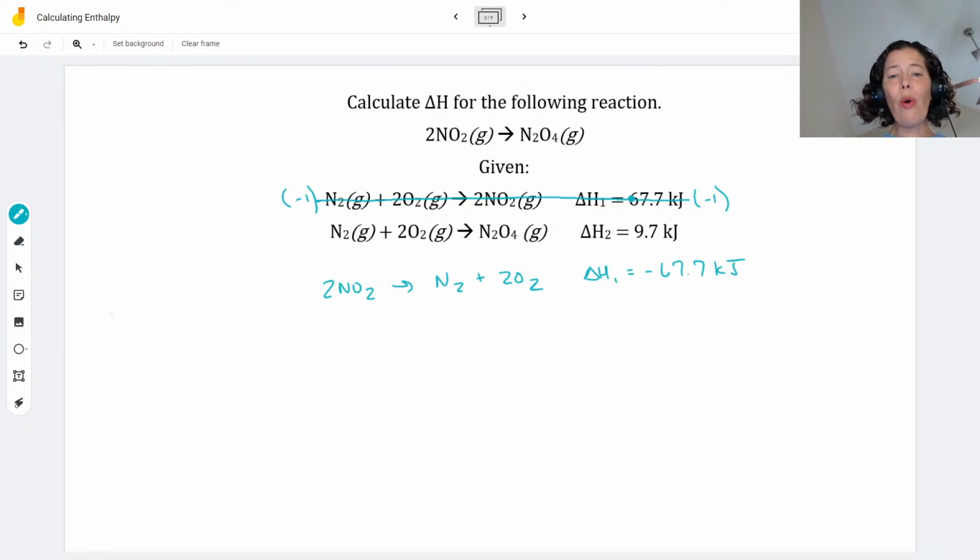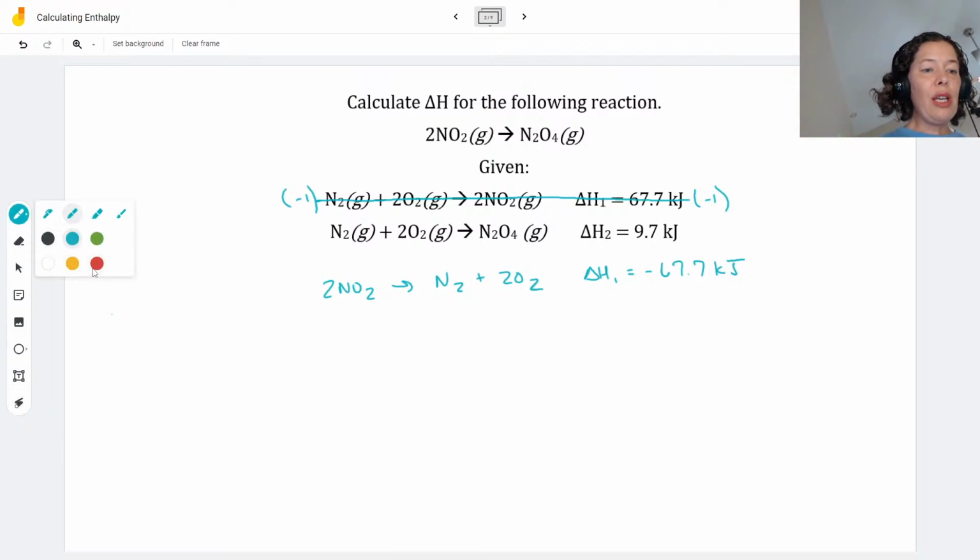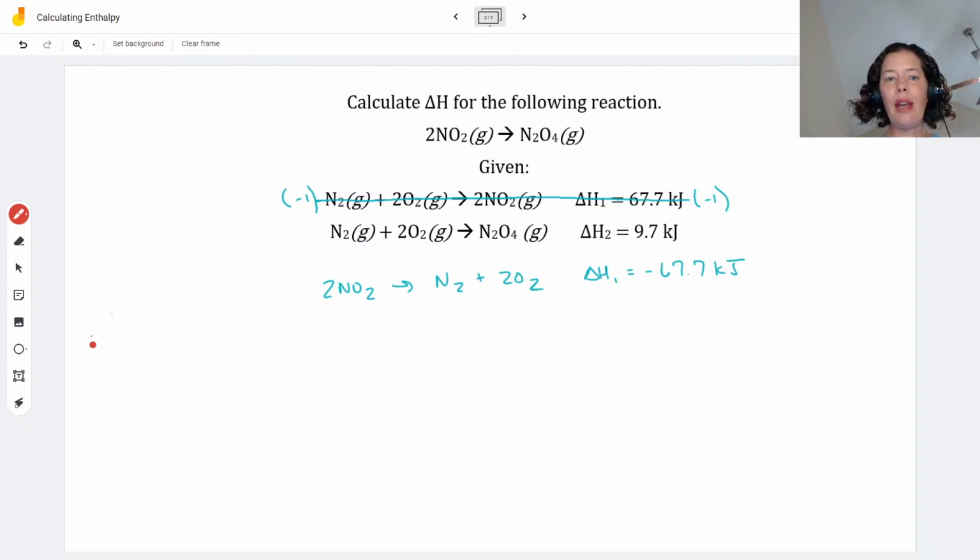Okay, so now I've got to see, in this case, my O2s, are they actually going to add out or do I need to do anything else? So what I'm seeing here is that I have 2 O2 as a product and 2 O2 as a reactant. So those will actually cancel out. And also my nitrogens will cancel out because I have one as a reactant and one as a product. So I think I am good, and that is going to be enough.